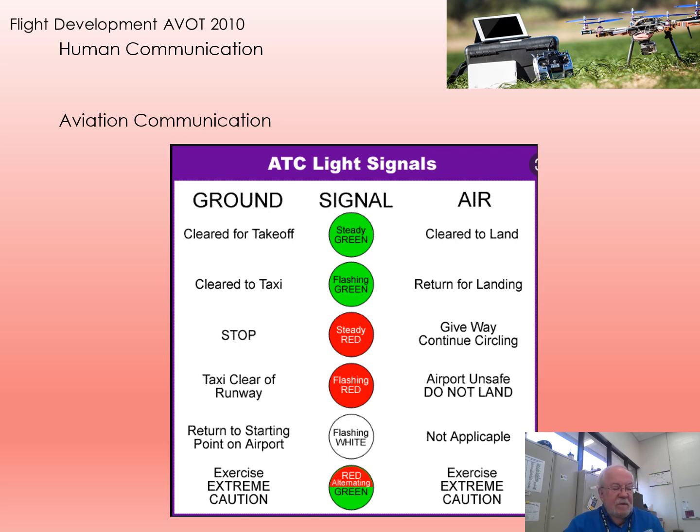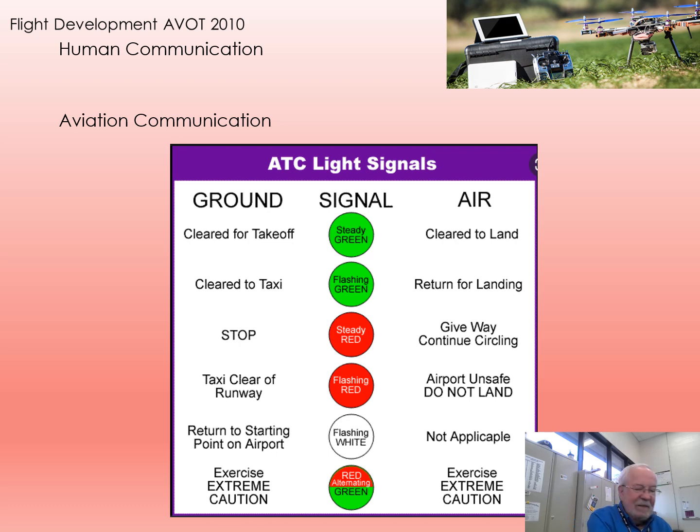In addition, if there's no radio communication, sometimes with manned aircraft their radio fails. It is possible that if you're operating within controlled airspace, it may be part of your waiver, the tower may flash lights at you to give you those signals. So you won't need a radio. If you don't have a radio, they can flash these lights at you.